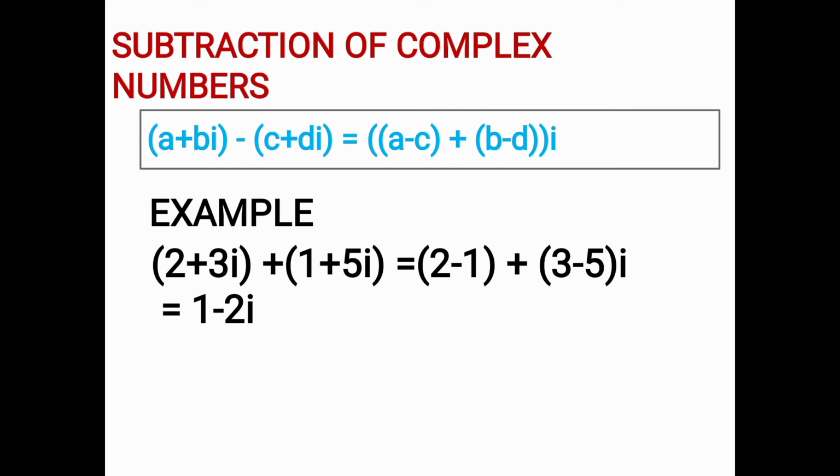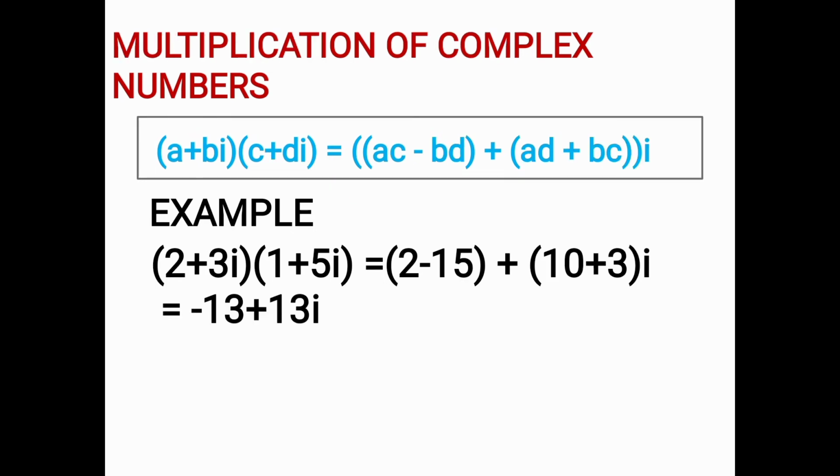Next, subtracting, more or less the same: real part minus real part plus imaginary part minus imaginary part, that is a minus c plus b minus d i. So a minus c and b minus d. Finally we are getting 2 minus 1 is 1, 3 minus 2 is 1, giving 5 minus 2i. This is the subtraction of complex numbers. Next, multiplication of complex numbers.